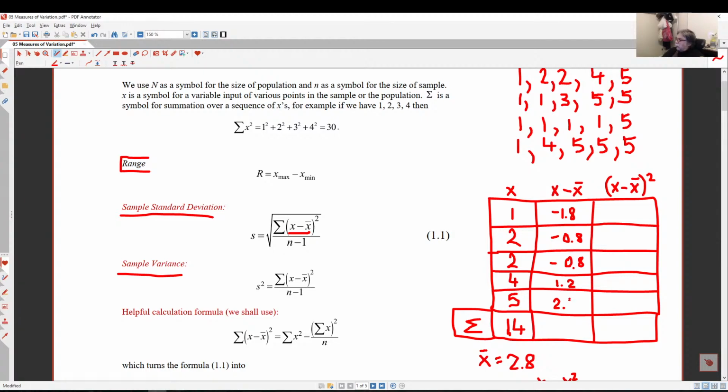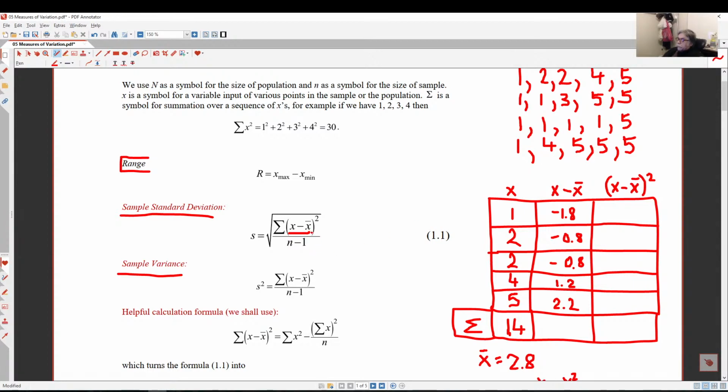I will not sum these because the sum would be 0. Something goes above, something below, something is negative, something is positive, and they cancel each other. But these are the jumps away from the mean. So it tells you this one is 1.8 below the mean. This one is 0.8 below the mean. This one is 0.8 below the mean. This one is 1.2 above the mean, and this one is 2.2 above the mean.